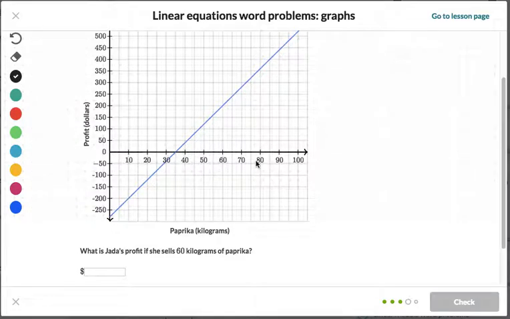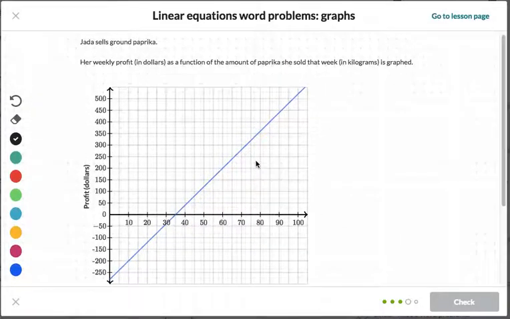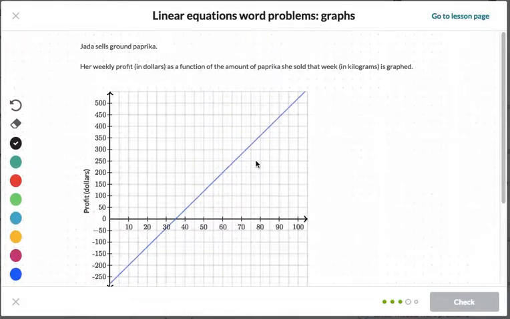Today we're going to look at the linear equations word problems graphs problem set, and this is under linear models. When we look at these questions here, they're mostly about reading. They're all about reading graphs based on different situations. So let's look through it.